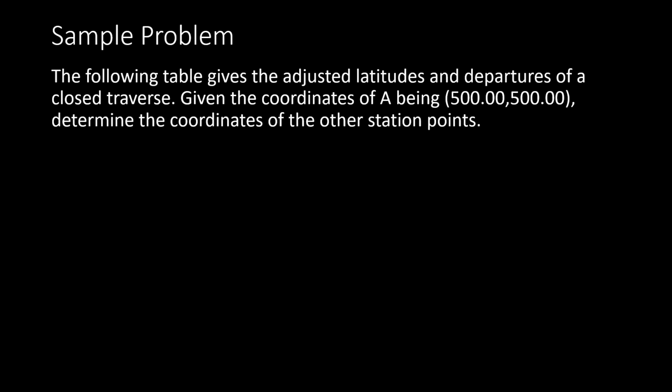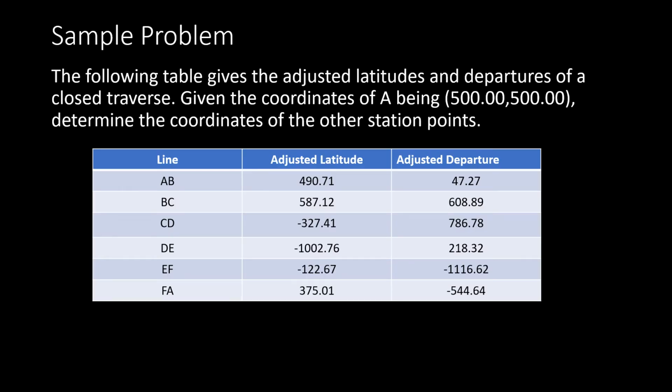Let us now work on the following problem. The following table gives the adjusted latitudes and departures of a closed traverse. Given the coordinates of point A being 500, 500, we determine the coordinates of the other station points. So the x and y coordinates of point A are given. We calculate for the coordinates of the other station points B, C, D, E, and F. And we check by calculating the coordinates of A.